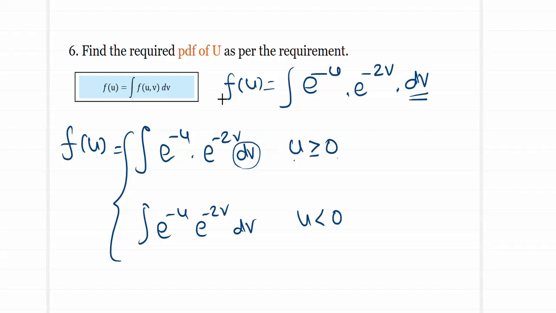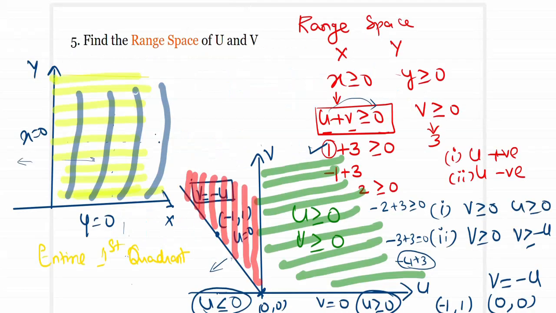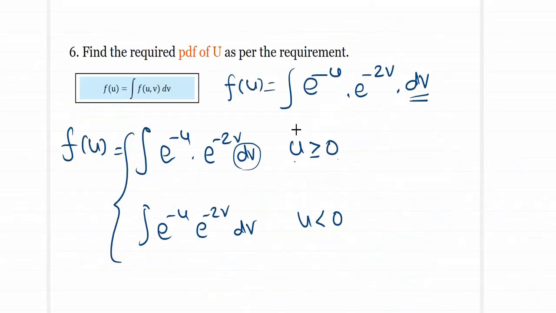I want dv. What is dv? Direction of v. What you will have to do? Draw a strip parallel in the direction of v. When I draw a strip parallel in the direction of v, my v varies from over here to the top. So what is v at the bottom? v is 0. What happens at the top? v equal to infinity. So v varies from 0 to infinity. This is for the case when u is positive.